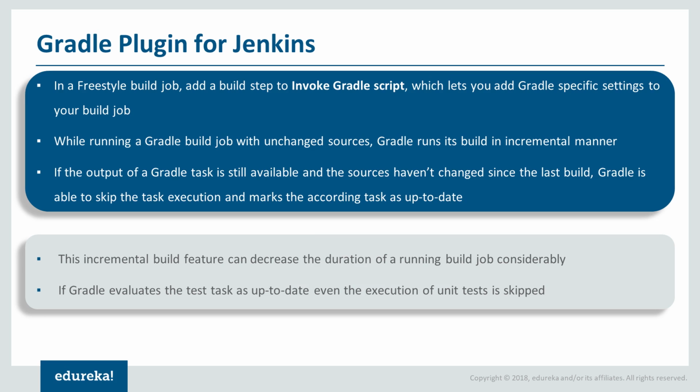While running a Gradle build job with unchanged sources, Gradle runs its build in an incremental manner. If the output of a Gradle task is still available and the sources haven't changed since the last build, Gradle is able to skip the task execution and marks the task as up to date. So this is something similar to the idempotence functionality you get with typical configuration management tools like Chef or Puppet or Ansible. So Gradle is smart enough to understand when it needs to build and when it can simply skip and mark it as complete. This incremental build feature can decrease the duration of a running build job considerably.